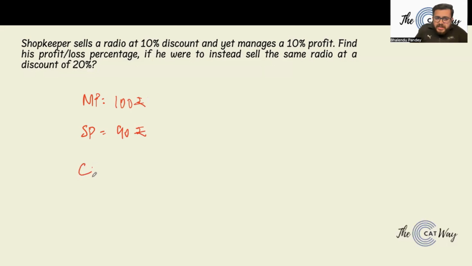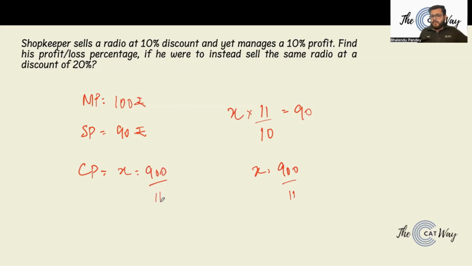Because he is selling it at a 10% discount, that means he is selling it for 90 rupees, 100 into 9 by 10. Now, let's say my cost price is X. So on X rupees, he is gaining 10%. That means 11 by 10 as the multiplying factor is giving me the selling price of 90. So X is nothing but 900 divided by 11. So cost price is nothing but 900 divided by 11. Now, if he were to sell the same radio at a discount of 20%, the new selling price is let's say 80 rupees. Then it is asking you what the profit or loss percentage is. So we know there is a loss happening over here.